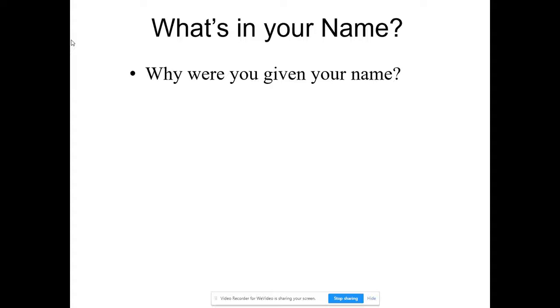Why were you given your name? Now, sure, your parents might have really liked the name that you were given, or maybe you've chosen your own name and you really like it as well. But if you think hard enough, you might be able to think about some larger forces or larger factors at work influencing why you were given your name. That had nothing to do with you.